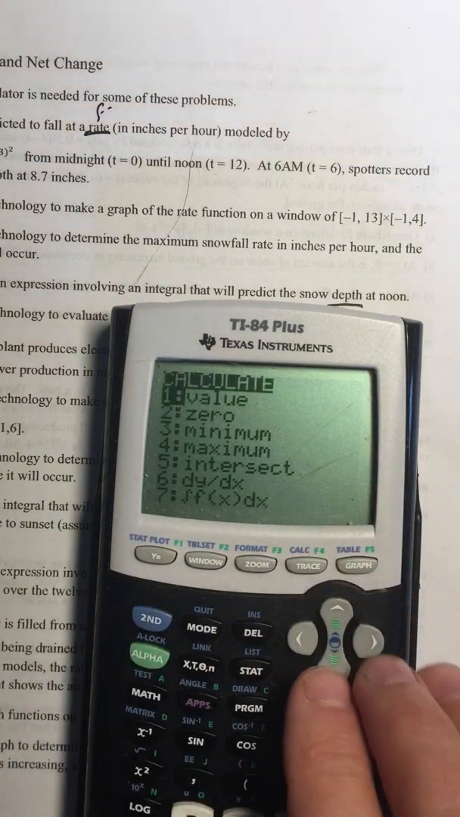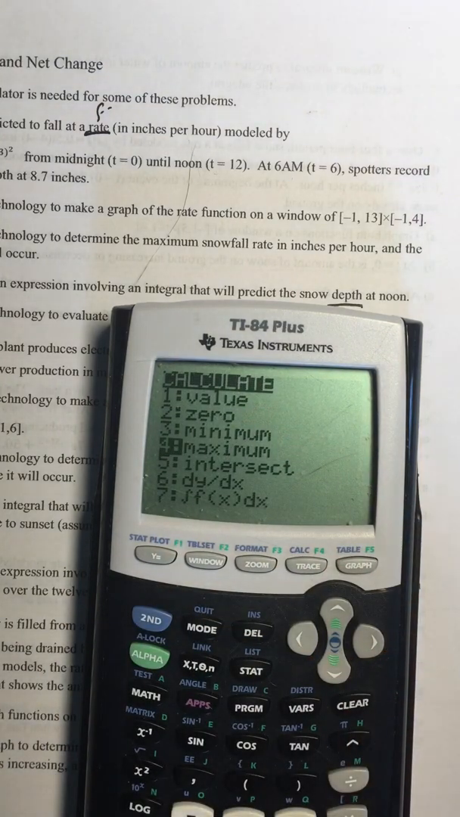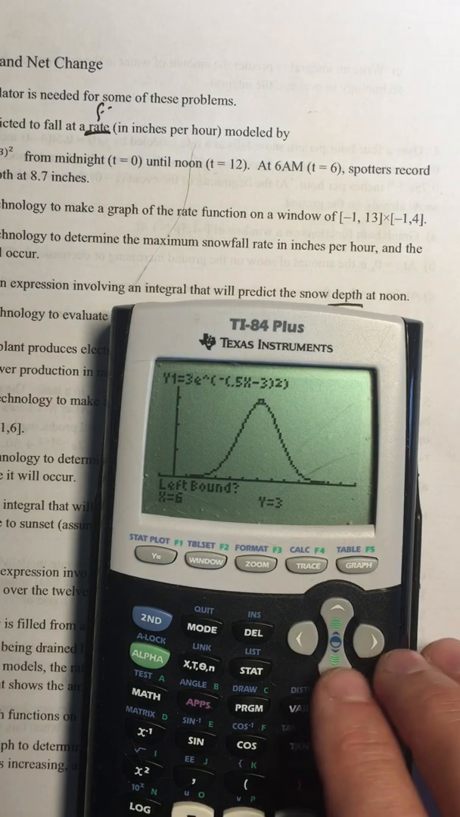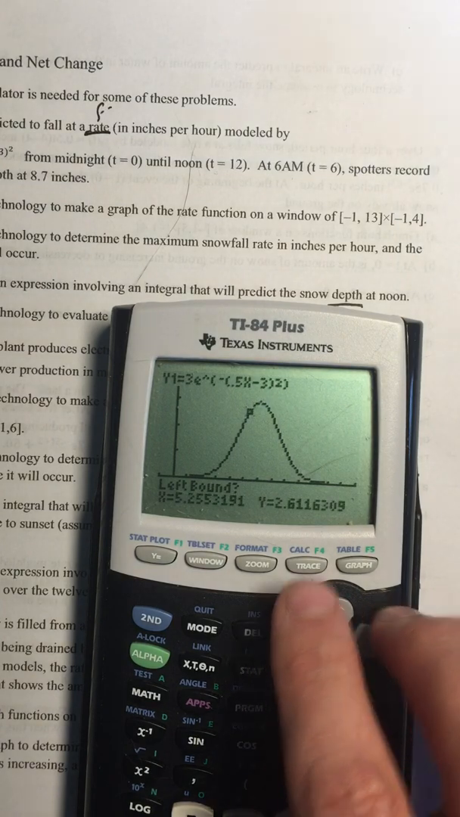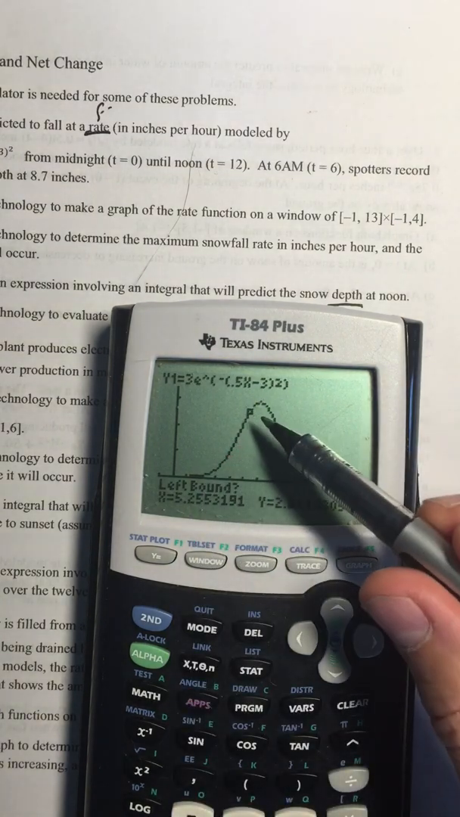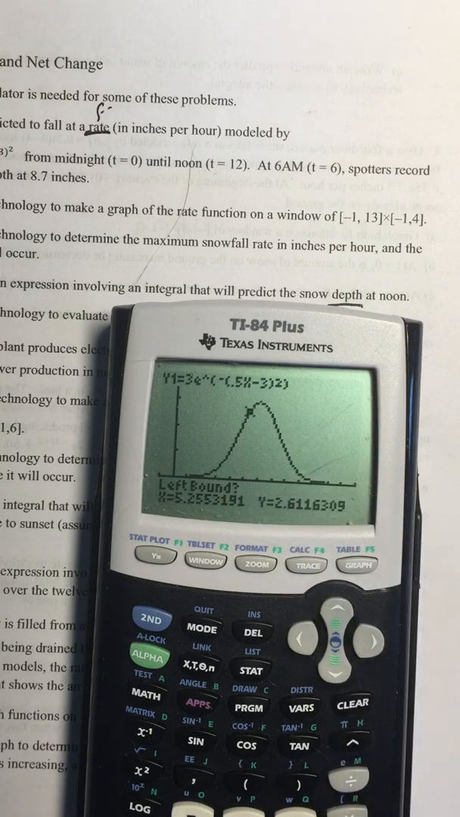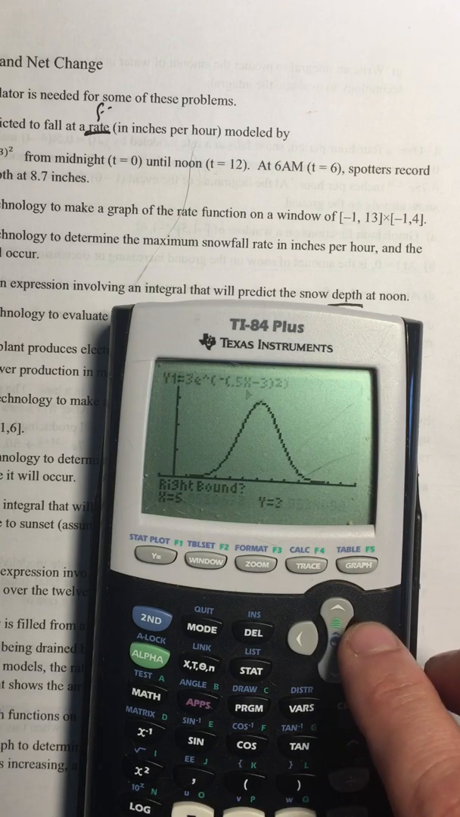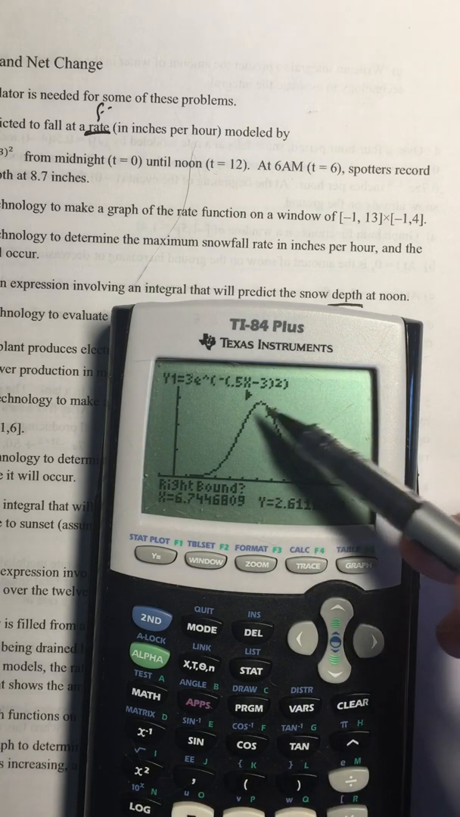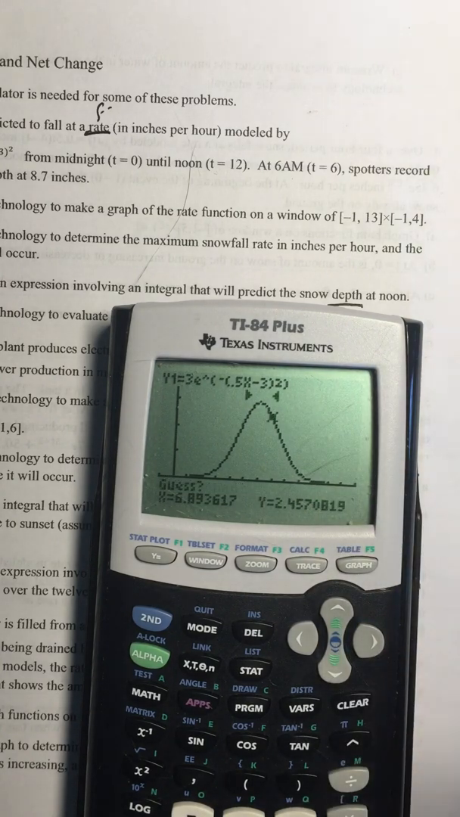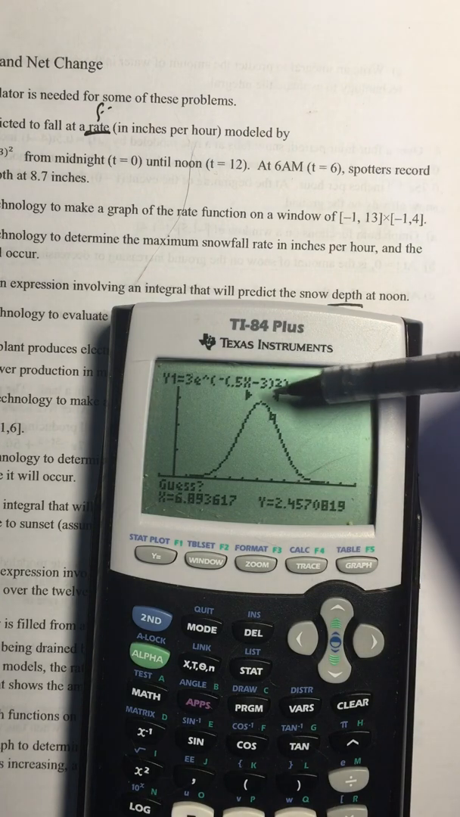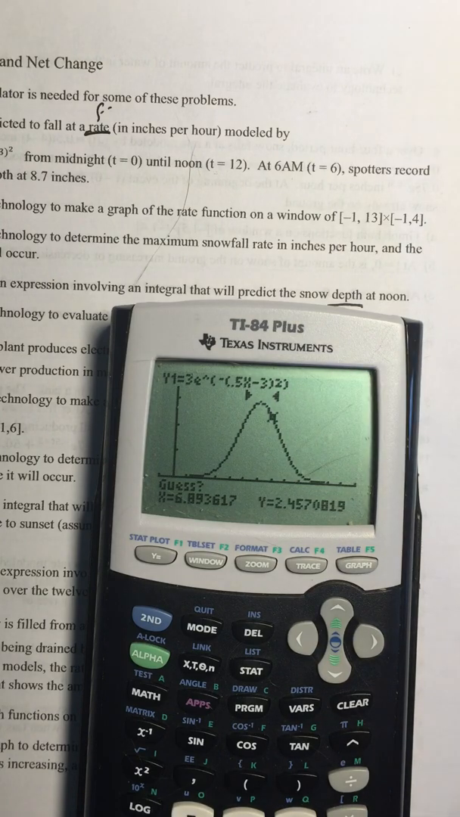So I go second calc, and I want maximum. It asks for a left bound and a right bound. I'm going to move my cursor slightly to the left of the maximum. That's going to be my left bound. I press enter, and it accepts that. Now I'm going to move my cursor using the right arrow slightly to the right of the maximum and press enter again. These little arrows confirm that I'm going to look for a maximum in between these two x values. And that looks right to me.